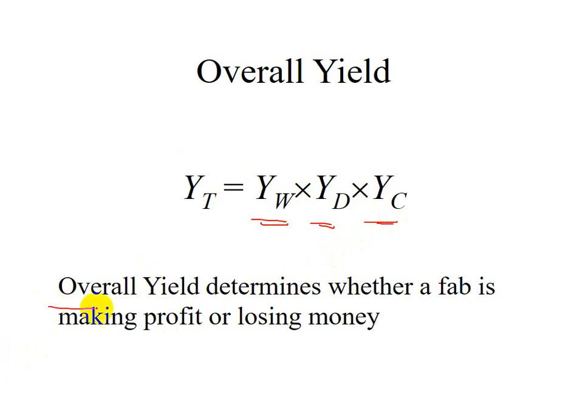So the overall yield of the fab is the product of all three yields. The overall yield can determine whether or not a fab is making money or losing money. So yield is a very important factor to determine a profit margin of a fab.